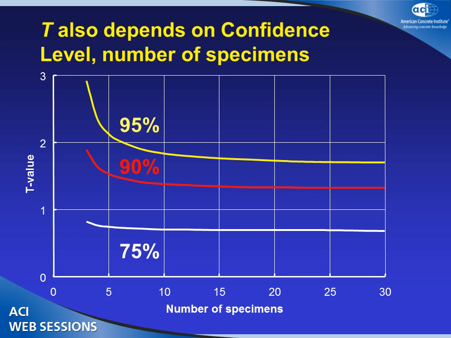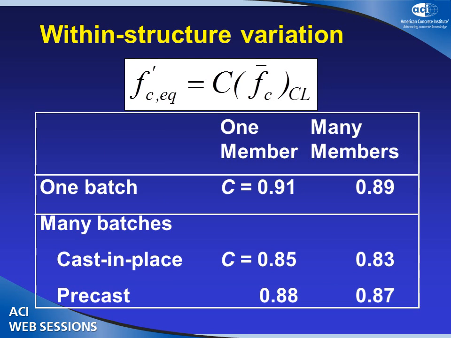There's the variation with T, and you can see that it's much less than the variation of K was. K for 3 specimens was a number like 2.5. Here it's a number less than 1. And then based on some studies that were done almost 20 years ago, we can say that the equivalent strength is equal to coefficient C, which accounts for the within-structure variation, which is typically, if you've got many batches of test in-place concrete, a number like 0.83 to 0.85.